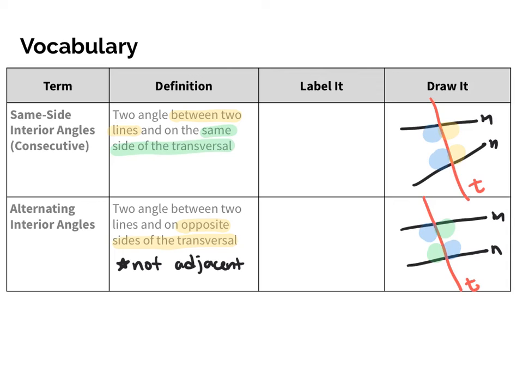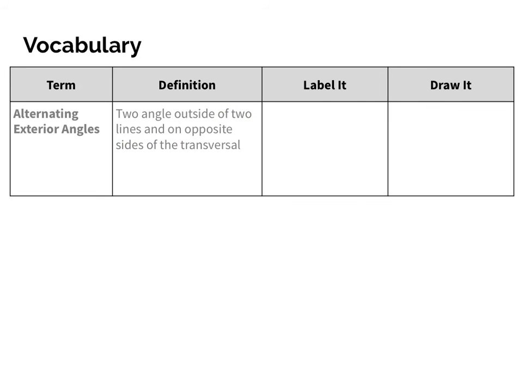So think of the colors there that I'm using, okay? So alternate interior means they are on opposite sides of the transversal, but also between line M and N. The key thing here is that they cannot be adjacent to each other. All right, and the last one here, we have alternate exterior angles.